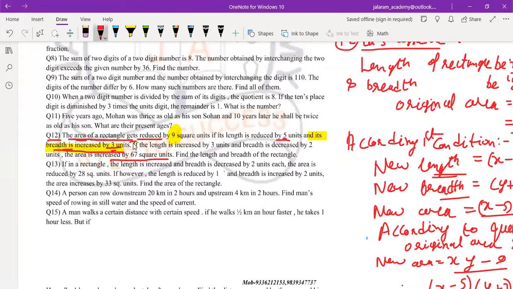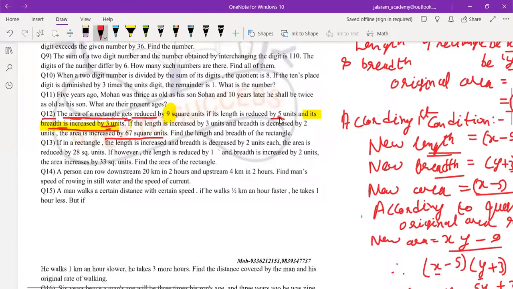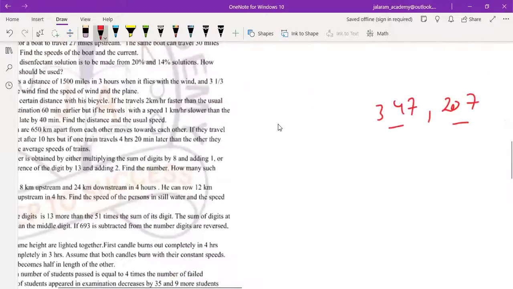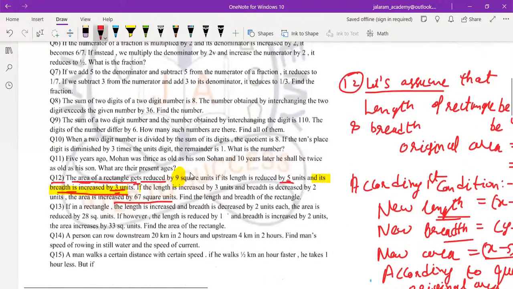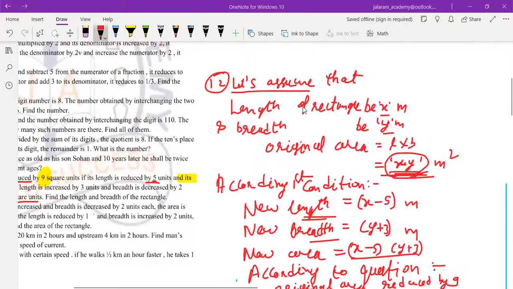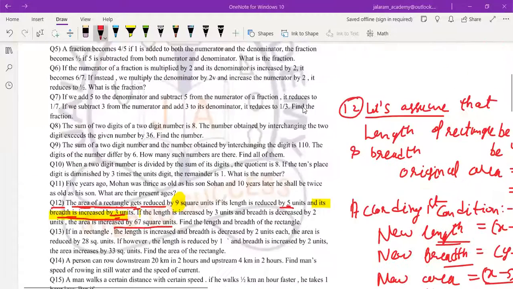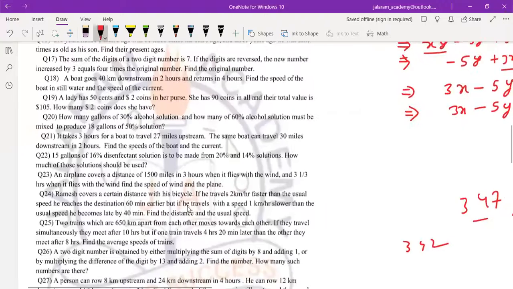So look at this. The first condition: area gets reduced by 9 if length is reduced by 5. To check it, length becomes 342. I am giving you time for this. I have seen that, okay, so you have to find the mistake also. Gets reduced by 9.